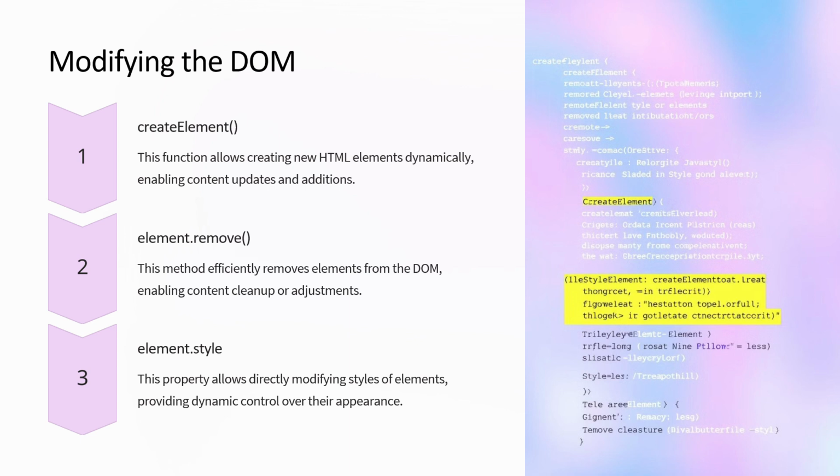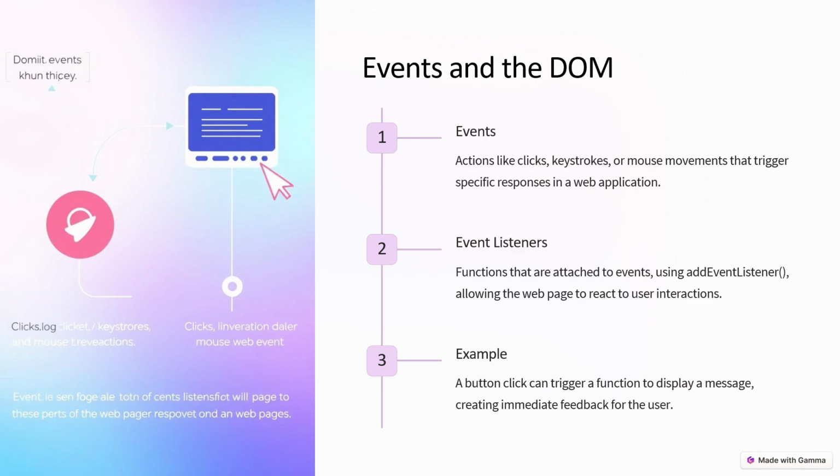So now, modifying the DOM. There are some functions for modifying. First, createElement. This function allows creating new HTML elements dynamically, enabling content updates and additions. Second, element.remove. This method efficiently removes elements from the DOM, enabling content cleanup or adjustments. Third, element.style. This property allows directly modifying styles of elements, providing dynamic control over their appearance.